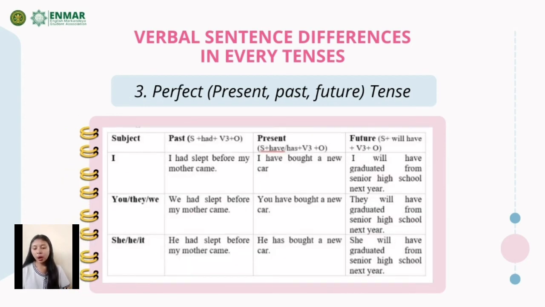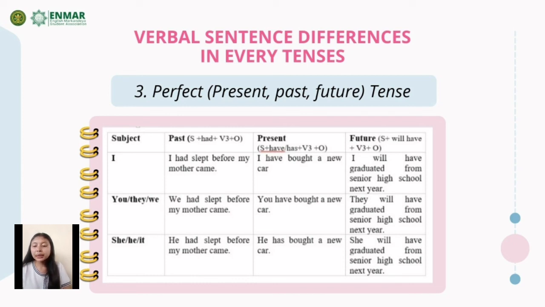And now we move into perfect tense, like continuous and simple. Perfect tense includes past, present, and future. Start from past perfect. Past perfect tense is a tense that is used to express an action or activity that was completed before some point in the past. General formula: subject plus had plus verb 3 plus object. For example, I had slept before my mother came. I is a subject, had slept is a verb 3, and before my mother came is a complement.